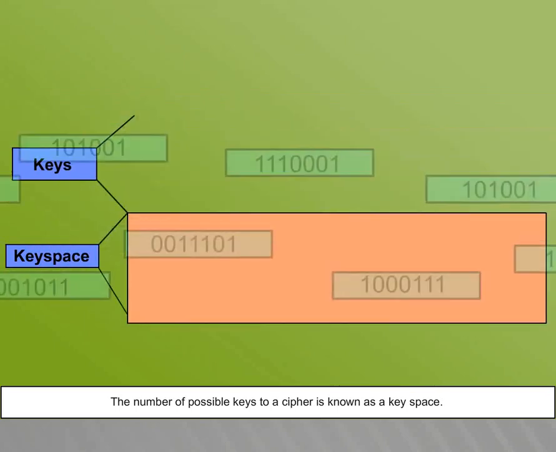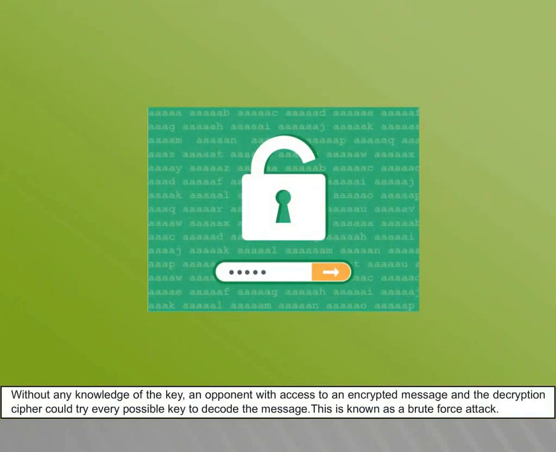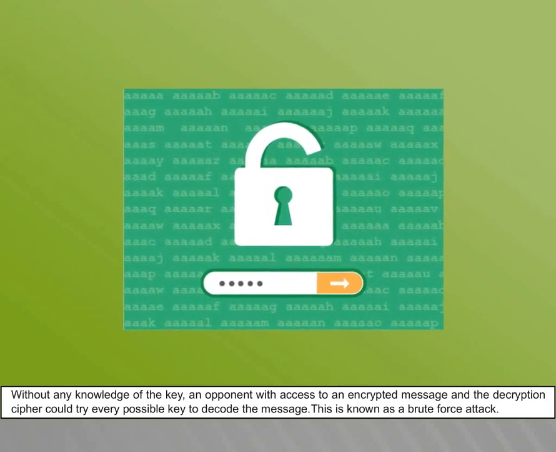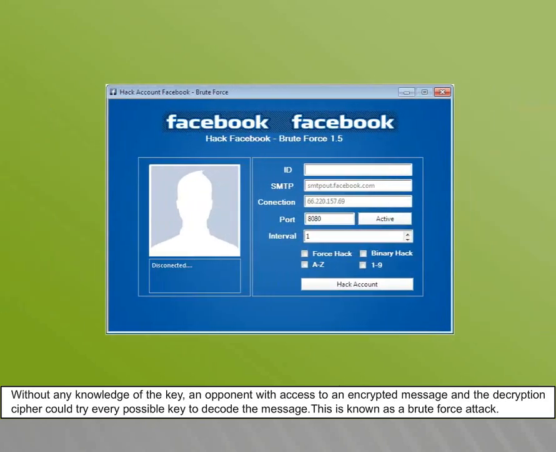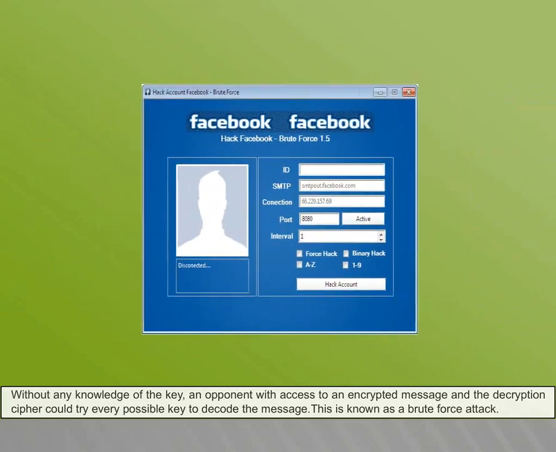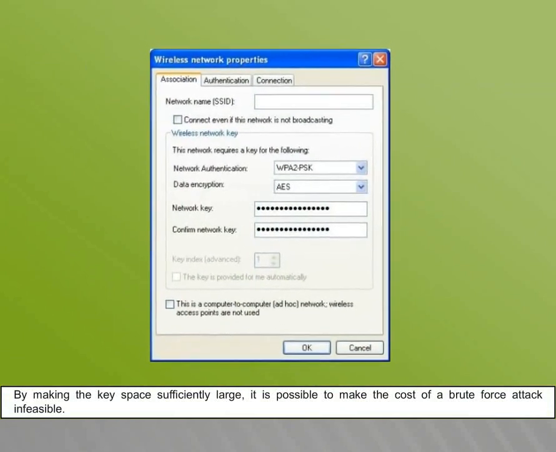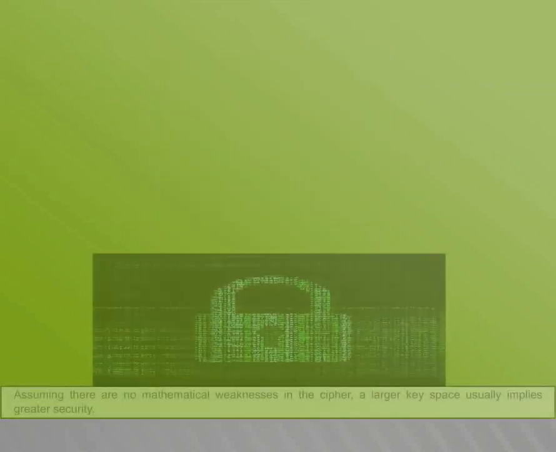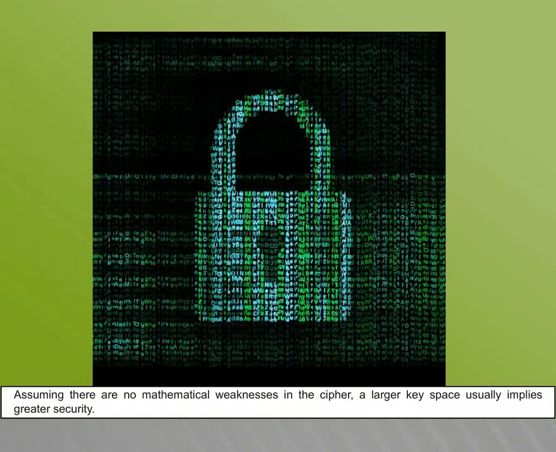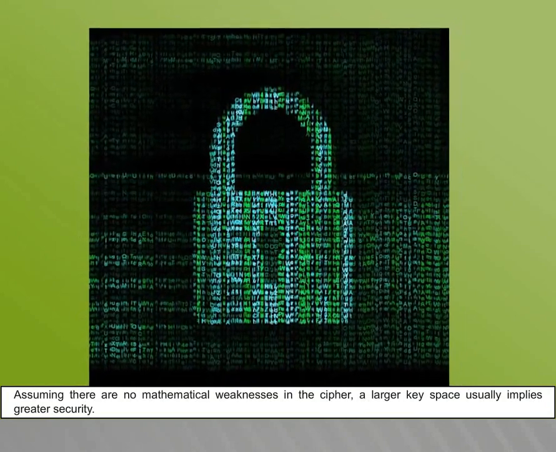The number of possible keys to a cipher is known as a key space. Without any knowledge of the key, an opponent with access to an encrypted message and the decryption cipher could try every possible key to decode the message. This is known as a brute force attack. By making the key space sufficiently large, it is possible to make the cost of a brute force attack infeasible. Assuming there are no mathematical weaknesses in the cipher, a larger key space usually implies greater security.